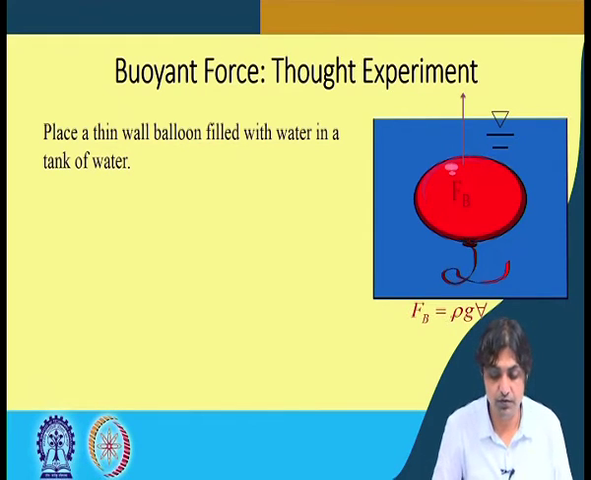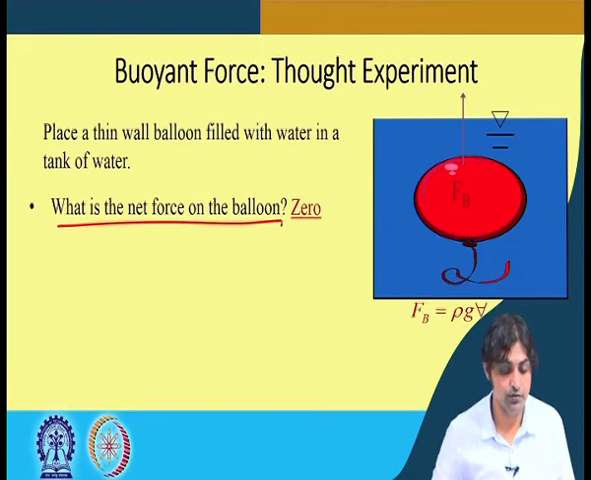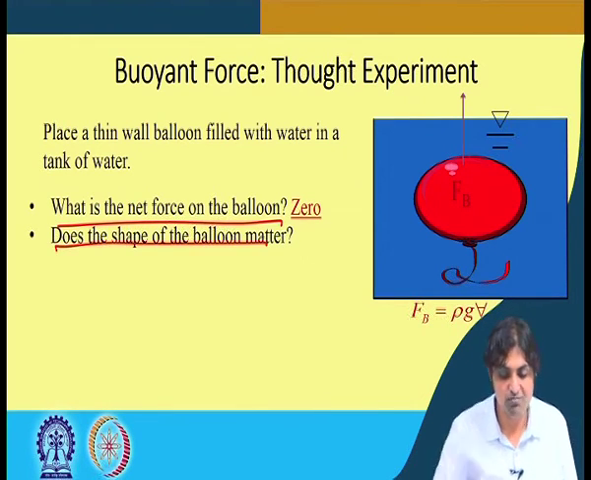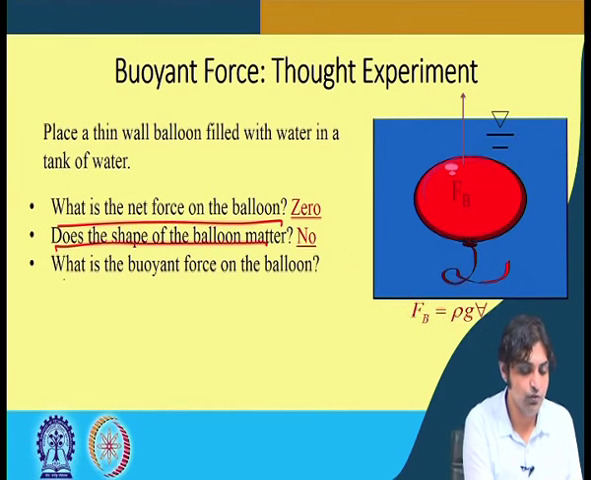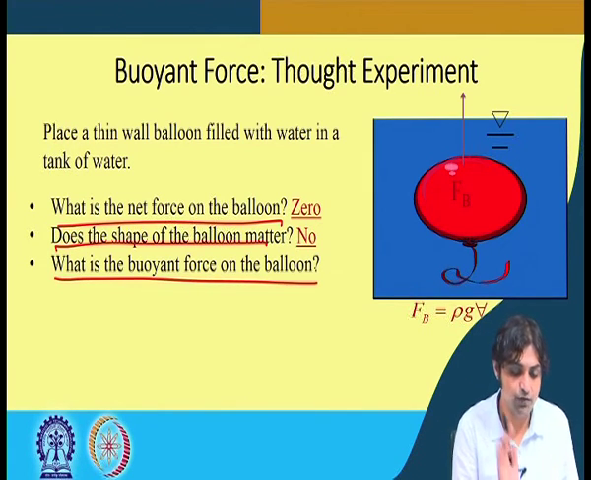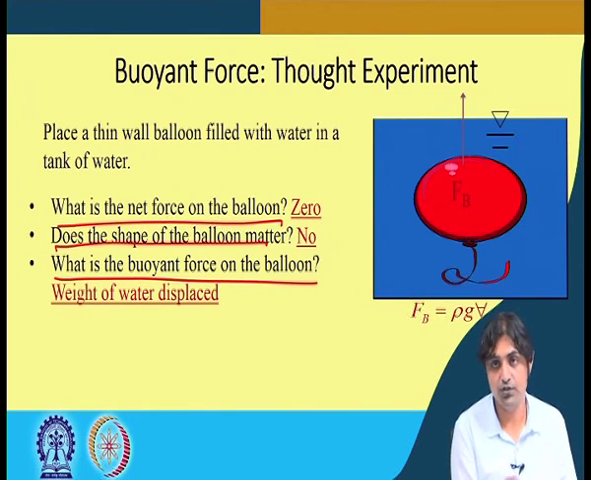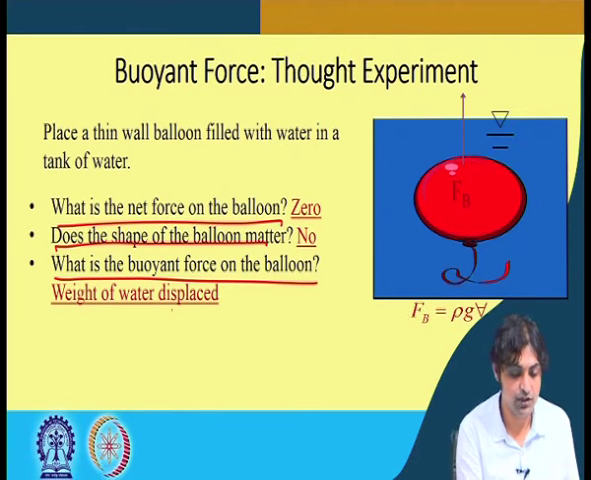So the buoyancy force, we call it rho GV. I am asking what is the net force on the balloon? It should be 0, right? If it is in equilibrium, net force should be 0. Here, does the shape of the balloon matter? No, because if you do that experiment, it doesn't really matter. Now the question is, what is the buoyant force on the balloon? I have not derived it, but since you have already done it in your fluid mechanics class, the buoyant force on the balloon is actually the weight of the water displaced.